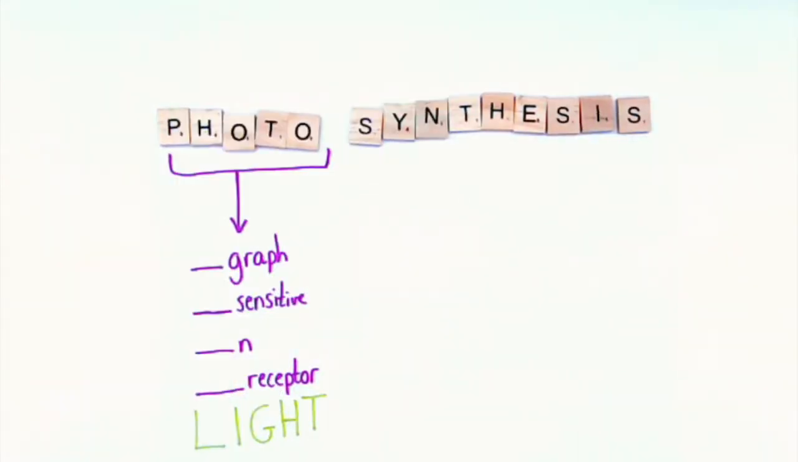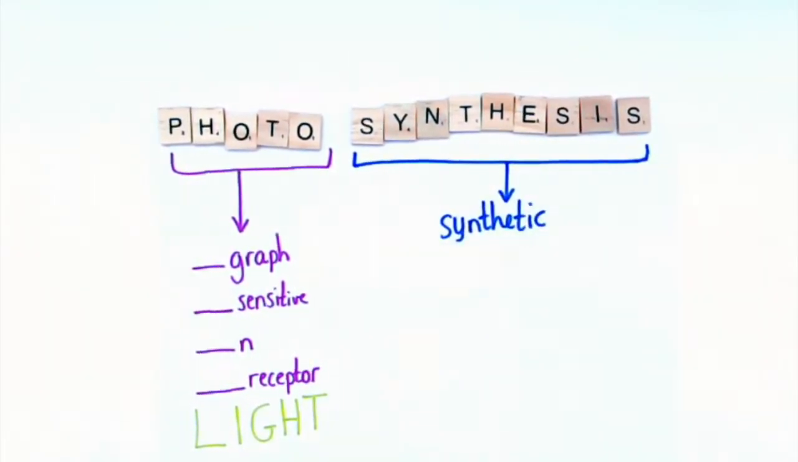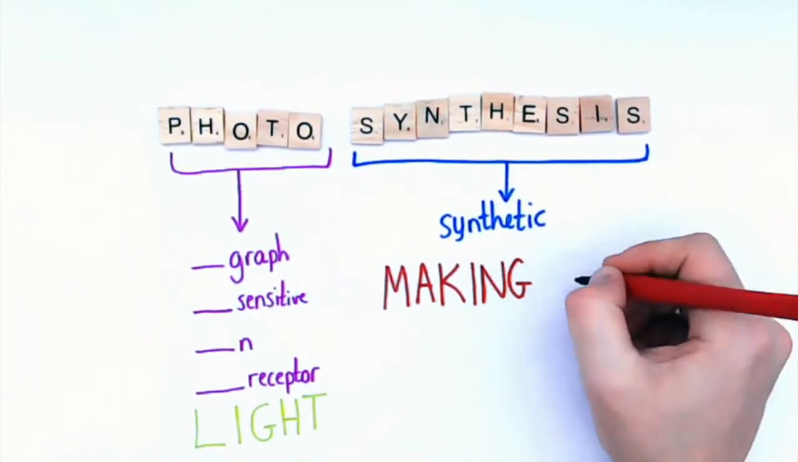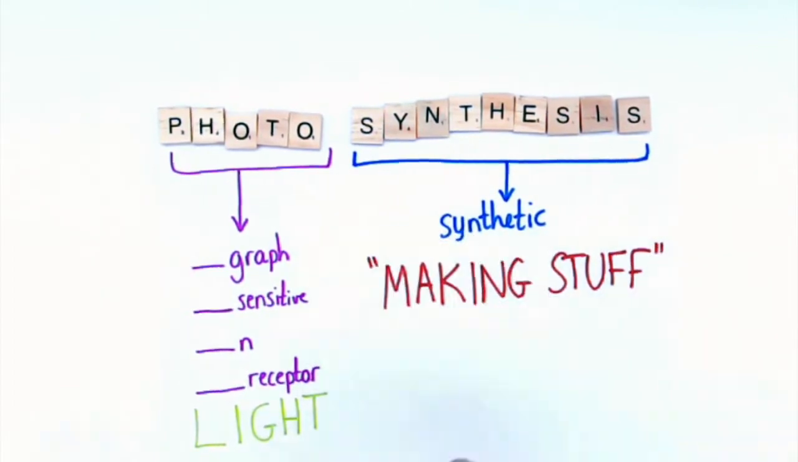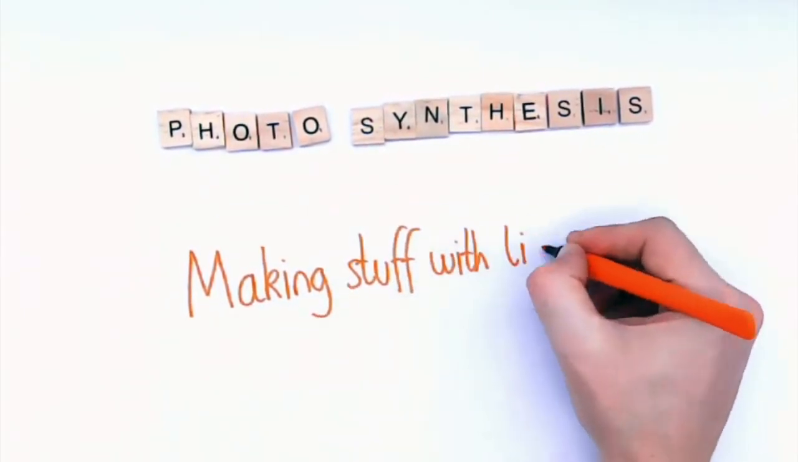Synthesis, we can also think of as synthetic. We see synthetic fabrics in our clothes, or man-made materials are often called synthetic. Synthetic means that it has been made, so we can think of synthesis as making stuff. So the word itself breaks down to making stuff with light.